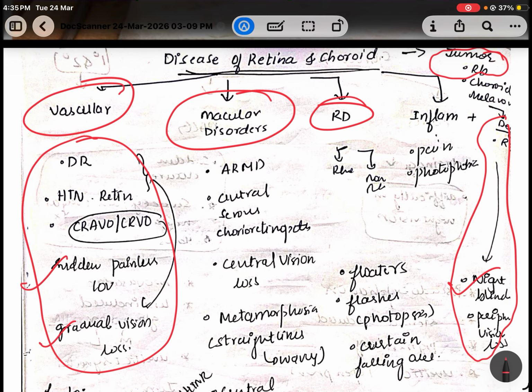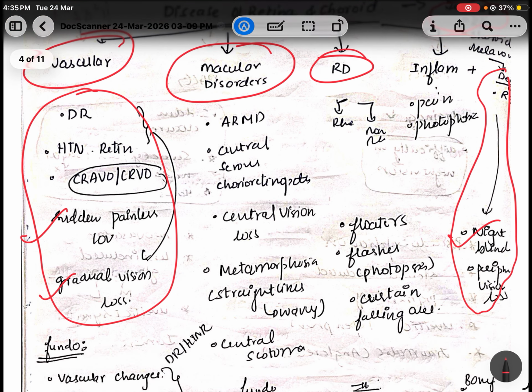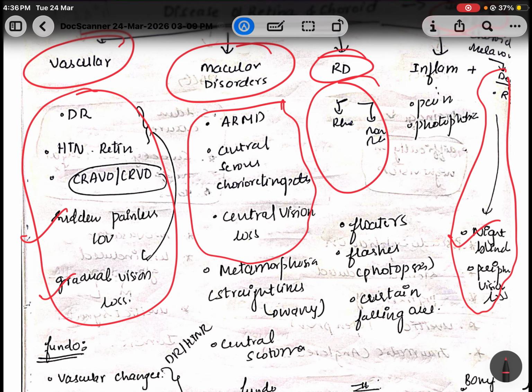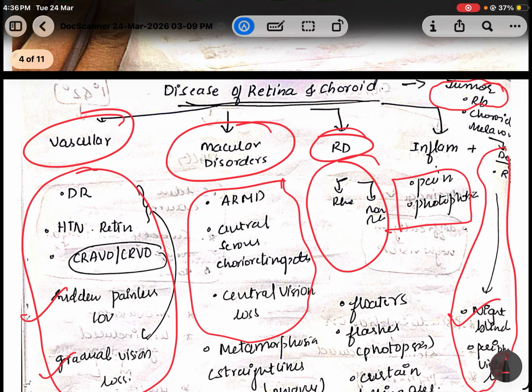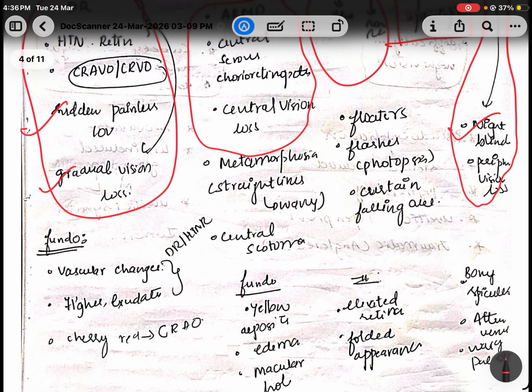And these are the clinical features. If it's sudden, remember it is always vascular unless proven otherwise. If it's gradual, then it has something to do with chronic systemic conditions like diabetes and hypertension. Then these are the diseases under macular, these are the types of retinal detachment, and these are the signs you need to know in inflammation. Based on this, these are the clinical features for macular disease. What is the one thing they are asking?